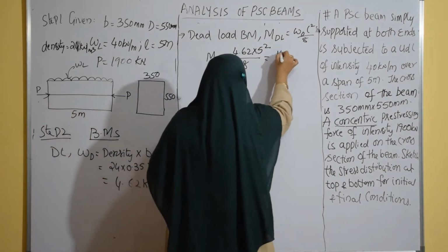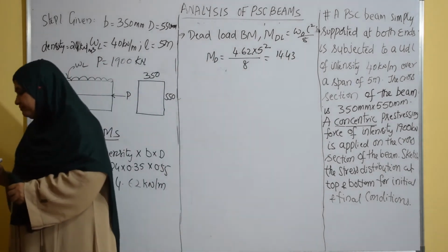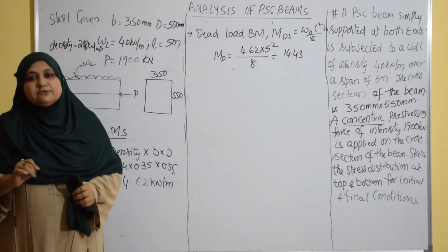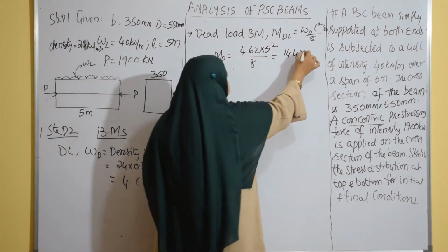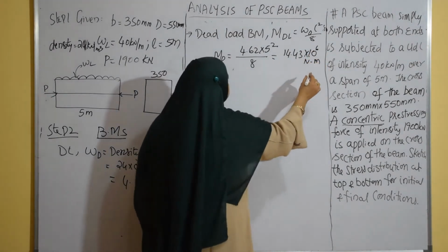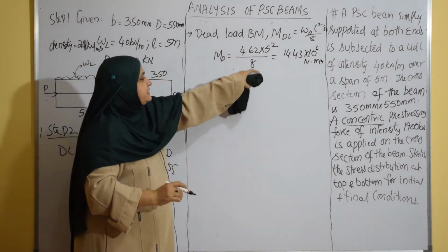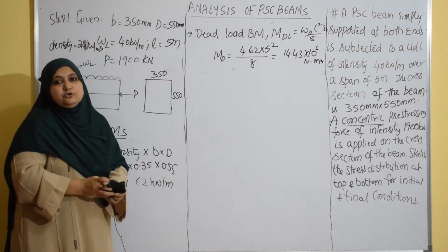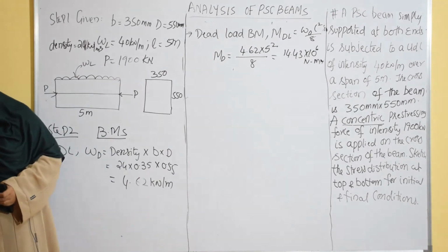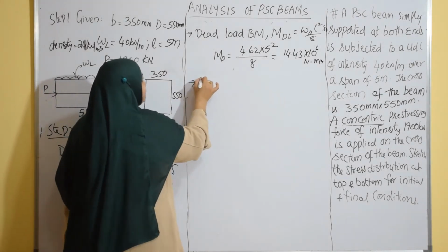14.43. Okay, 14.43 into 10 to the power of 6 Newton mm. Okay, so I have taken kilonewton per meter and meter, and I have converted it into Newton mm. Okay, now then live load bending moment, we'll calculate it.